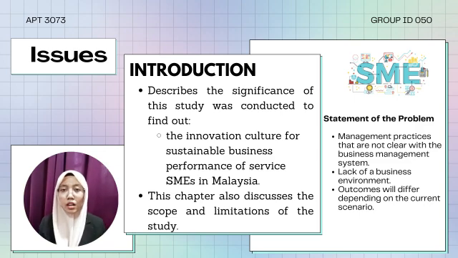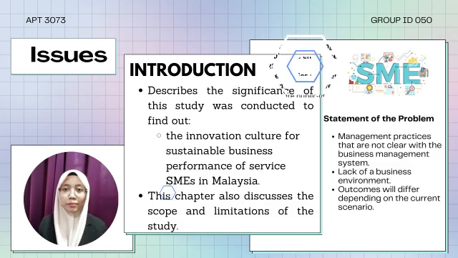For the statement of the problem, management practices that are not clear with the business management system are regarded as able to affect an organization's performance. Furthermore, a lack of a business environment might have an impact on the stability of organization performance. However, the outcome will be different depending on the current scenario. In this study, we examine the culture of innovation and stability of business performance in the types of SMEs in Malaysia. There are various types of services offered under SMEs in the business sector in Malaysia.